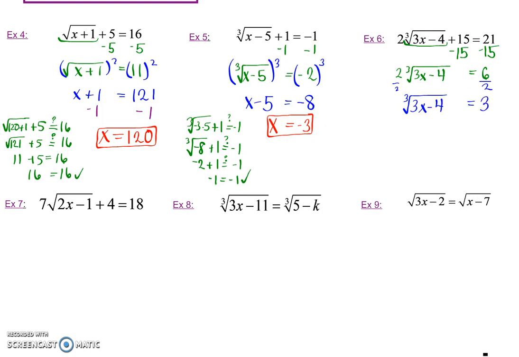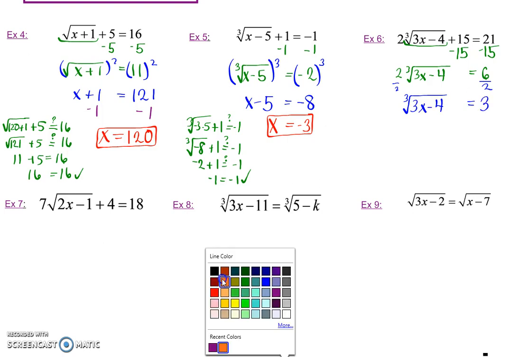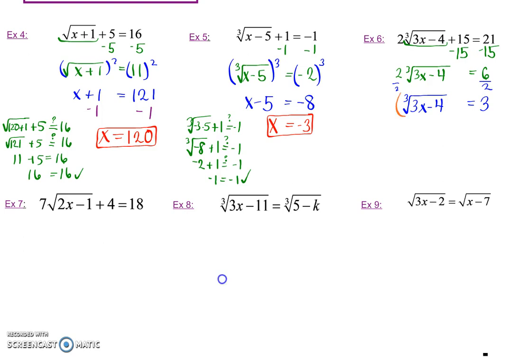Okay? So we can take both sides to the third power. So this one's a little more involved. And we're left with 3x minus 4 equals 27. Remember, to the third power means 3 times 3 times 3. So now we're just going to solve for x, old school.